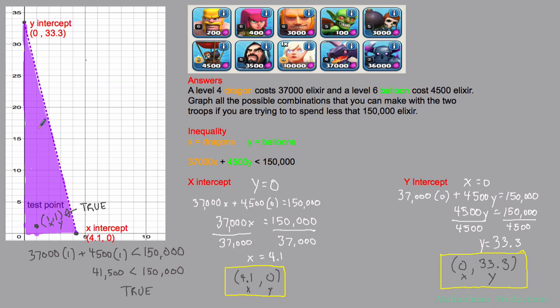Hopefully this helps you budget your elixir. I mean, you can try this with any combination of your favorite troops. I don't think I'm going to attack with a dragon and balloon anymore. That was just a mediocre attack.